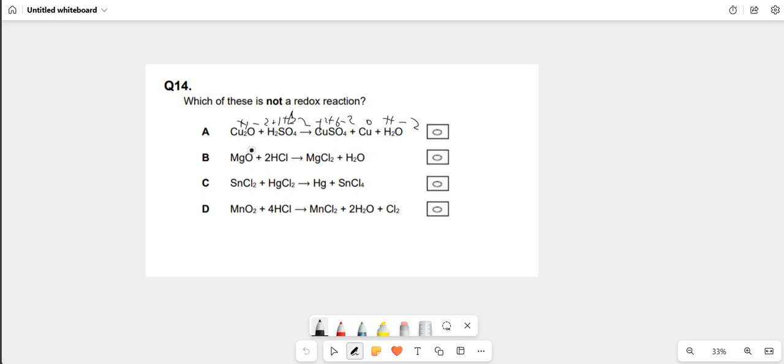Now B: -2 on the O, +2 on the Mg, -1 on that, +1 on the hydrogen, -1 on the Cl. +2 on the Mg, because Cl -1 times 2 is -2, so +2 Mg, and then -2 on that, +1 on that. So this is not a redox reaction. Nothing happened here. Mg went from +2 to +2, Cl went from -1 to -1, O went from -2 to -2. Nothing changed here. So that's B.